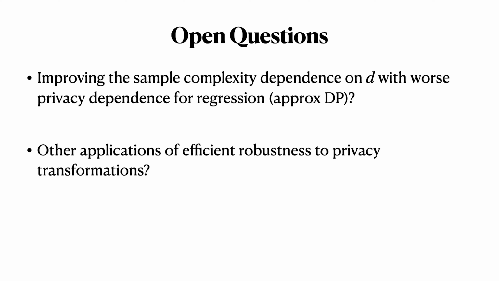The second open question that I want to mention is whether there are other applications of this efficient robustness to privacy transformation. And one problem in this area where there's a gap between efficient and inefficient private estimators is that of density estimation for Gaussian mixture models.